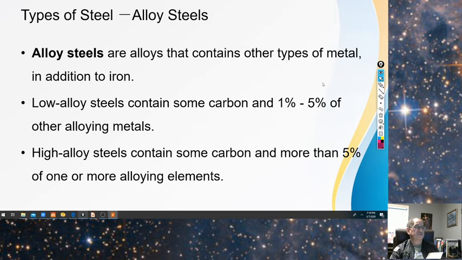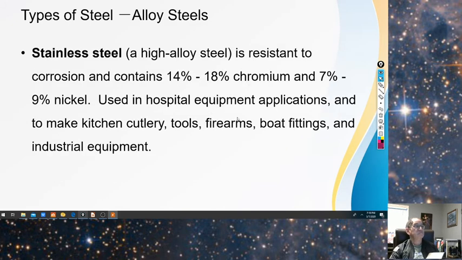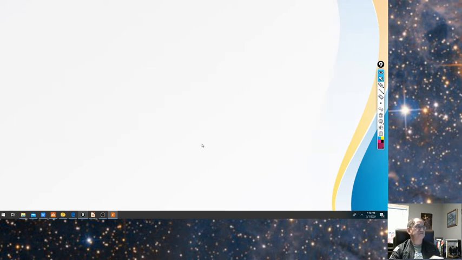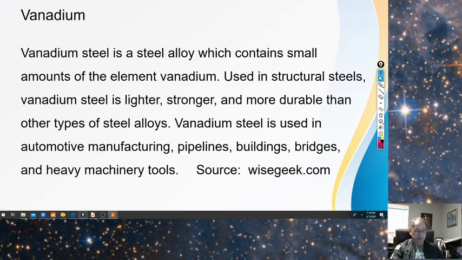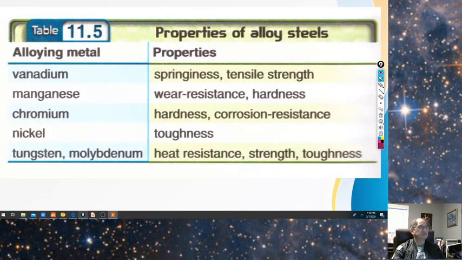I'm not going to worry about those. Stainless steel. Know what stainless steel is. And uses. Stainless steel. What is it? It tells you the composition and what it's used for. How are we going to test this? See, I don't really want a whole bunch of stuff again.